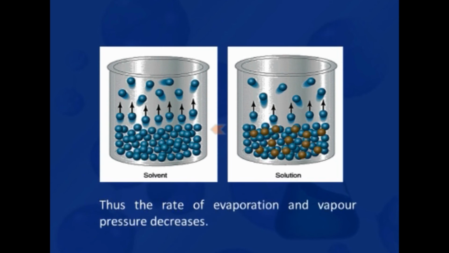In first figure, there are solvent particles only, but in second figure, some solute particles have occupied the surface, and hence the number of solvent particles which can escape out in vapor phase becomes less. Hence, the vapor pressure in second case is lowered. Because of this phenomena, the rate of evaporation and vapor pressure both decrease.